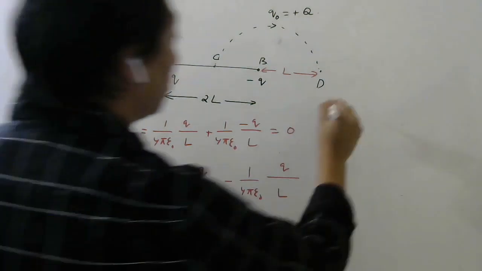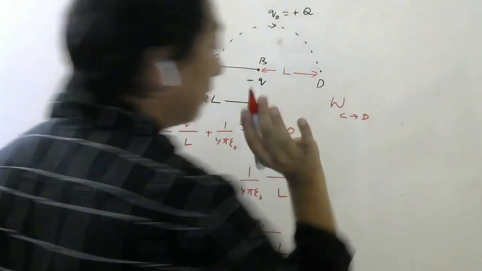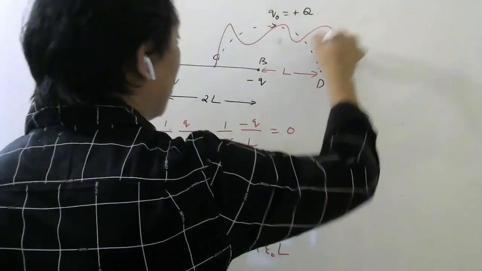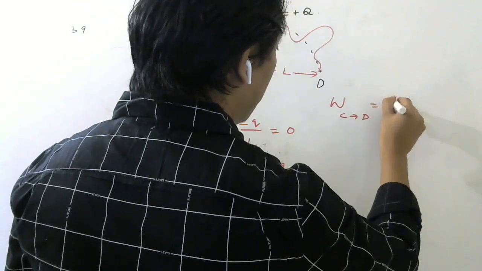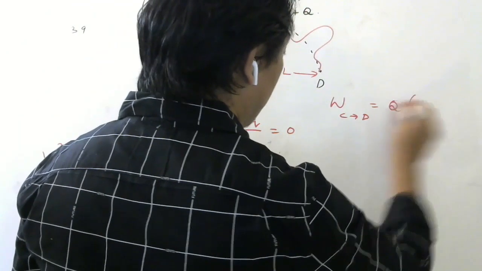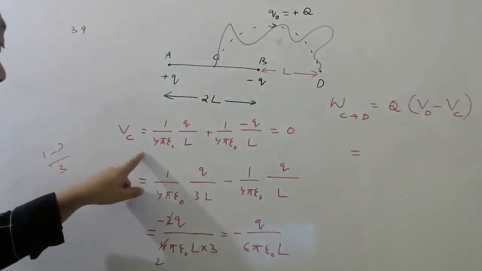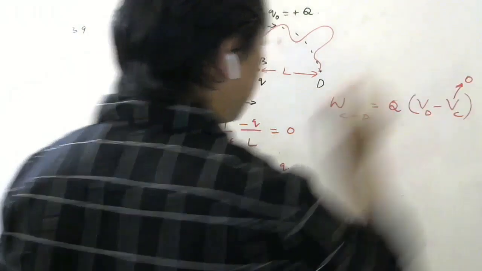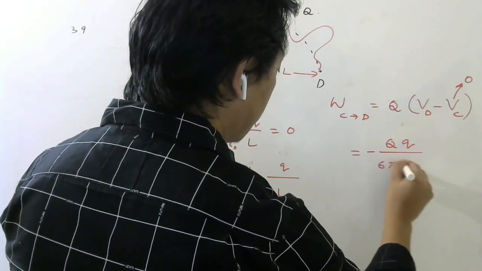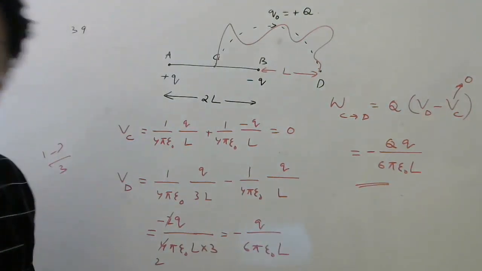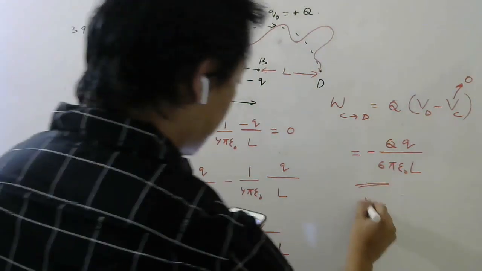Now we need to find the work done to move this charge from C to D. The path is not important, remember. If the path was like this also, the answer will be the same. So the work done from C to D will be the charge which you move, plus small q, into VD minus VC. VC is 0, right? So this is 0. VD is minus capital Q small q by 6 pi epsilon naught L. So that would be the work done. Please check which option it is. Option D. Okay.